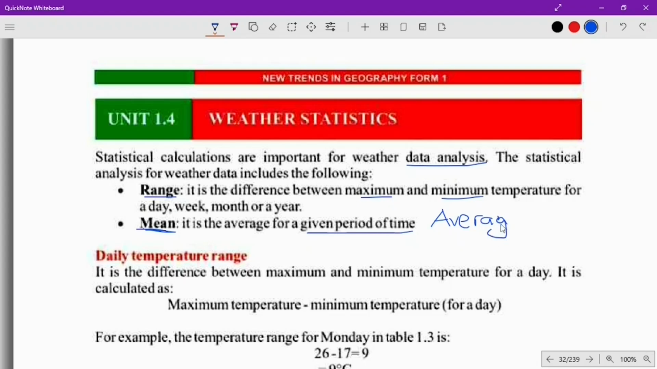this is average, yes. So for the range, we take the highest, so it's like this maximum, we subtract the minimum, then we get range, like that. So this is how we get range, the difference between the highest and the lowest.